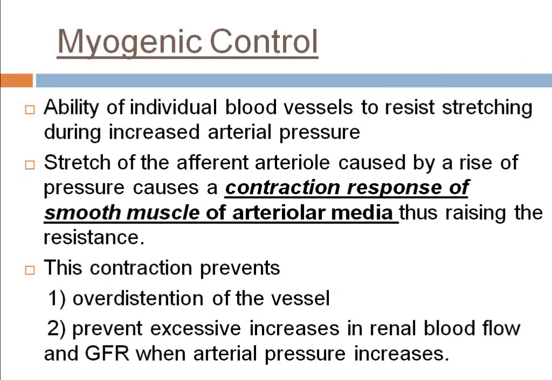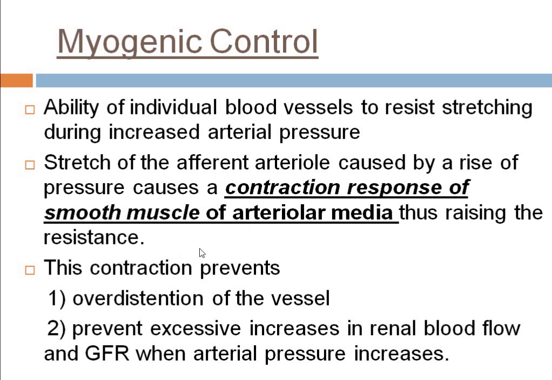The first mechanism is myogenic control. I'll take the simplest one first, that is myogenic control. That is the ability of individual blood vessels to resist stretching during increased arterial pressure. We have seen myogenic control at various other places too, in blood pressure also. Whenever there's a stretch, there's an intrinsic ability of the blood vessels to resist the stretching by contracting. So the stretch is caused by a rise in pressure, and that causes a contraction response of the smooth muscles of the arteriolar media, thus raising the resistance.